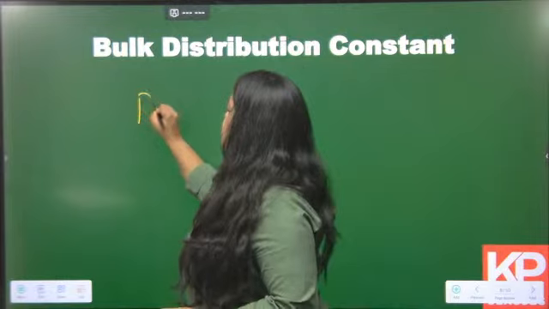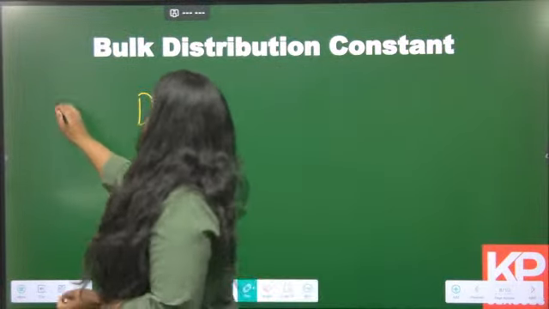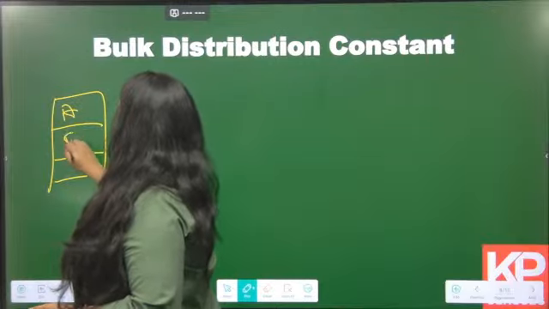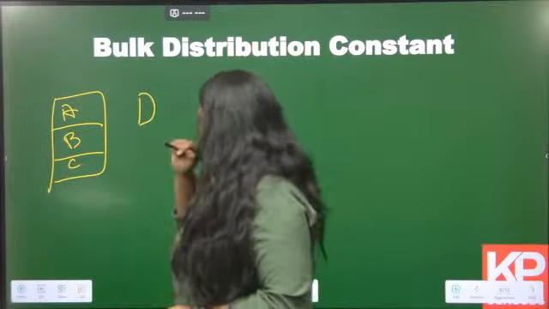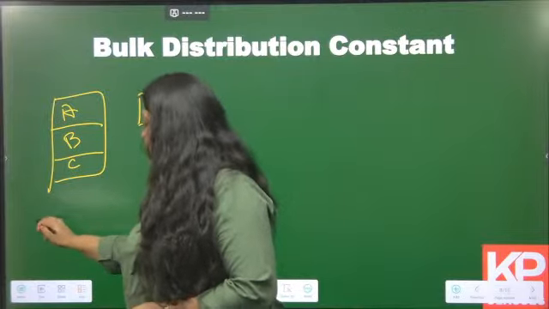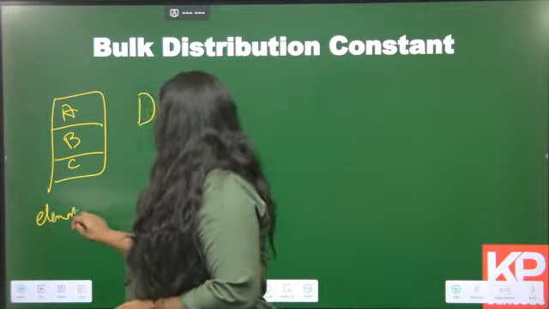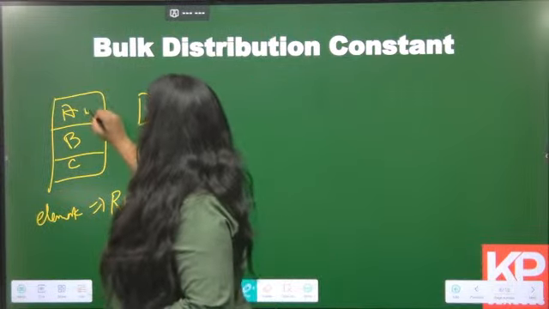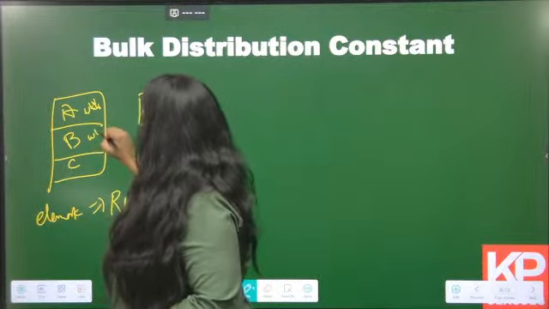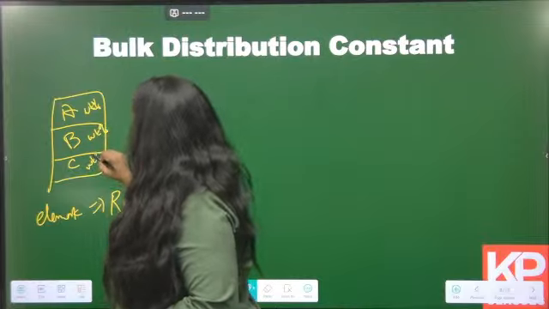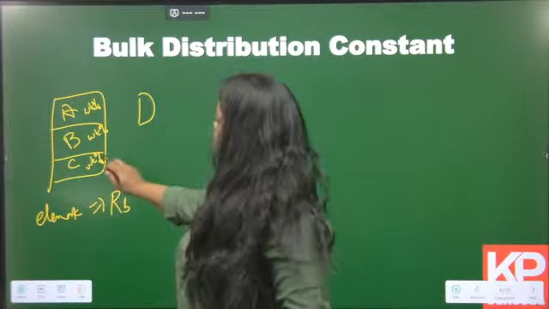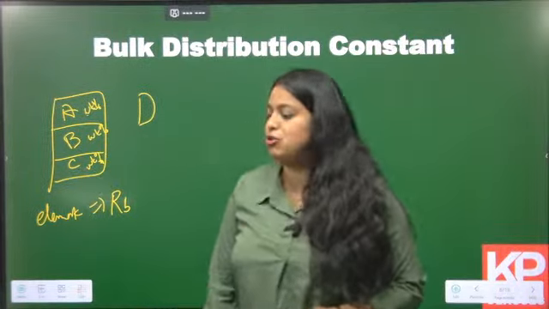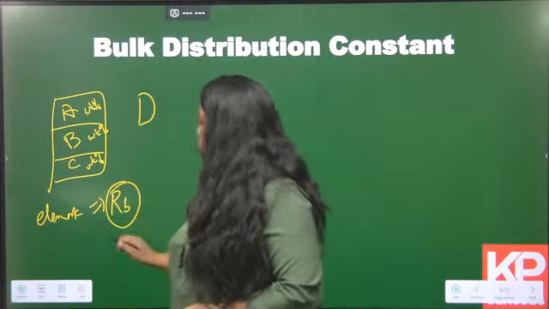The bulk distribution coefficient is notated by the letter D. For example, in a rock sample there are three different minerals: mineral A, mineral B, and mineral C. And we are talking about an element, for example rubidium. The weight percentage of each of the three minerals in the rock sample is also known: weight percentage of mineral A, of mineral B, and of mineral C.